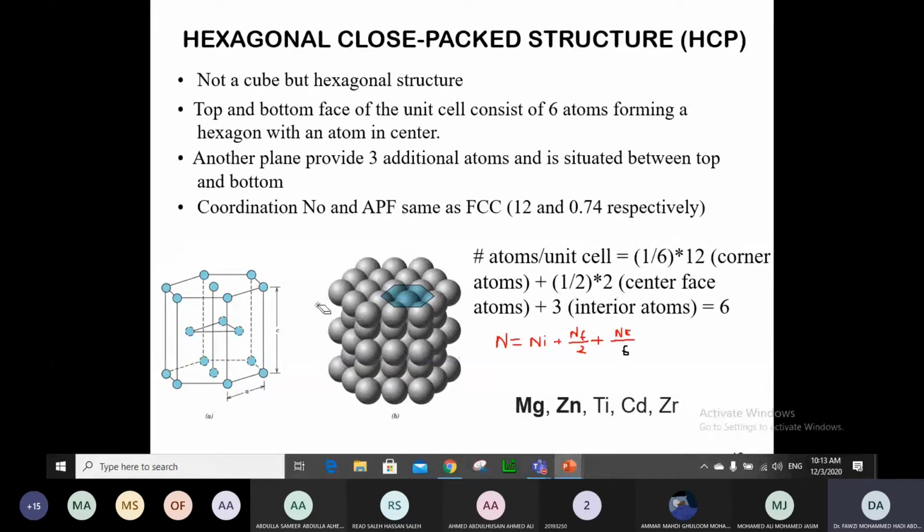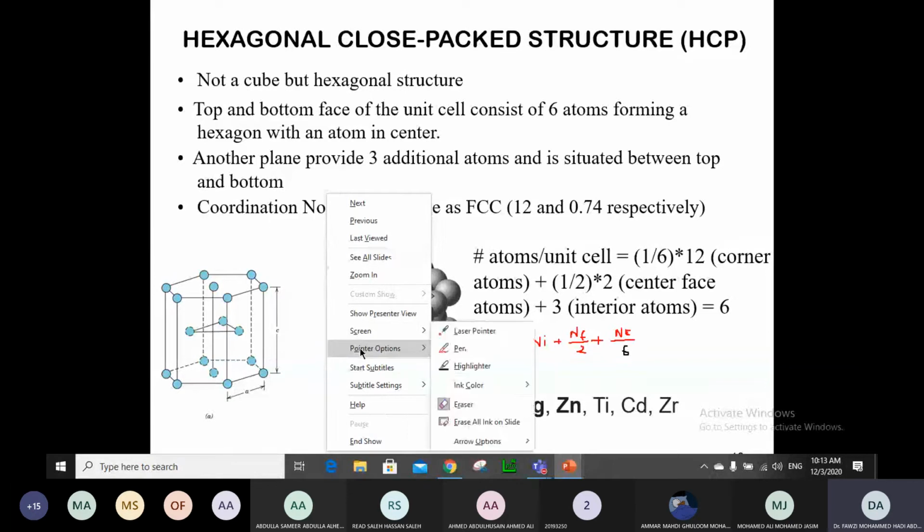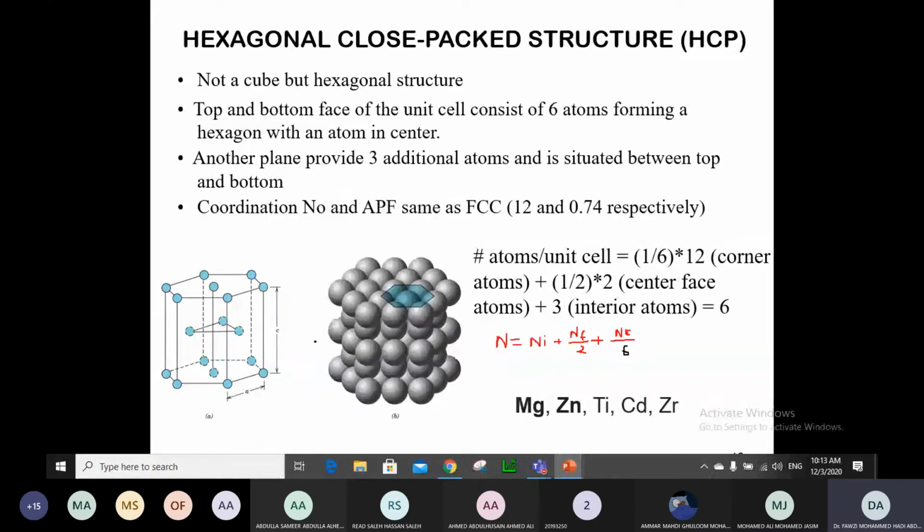Okay, fine. Now let us calculate the number of atoms per unit cell. Do we have internal atoms? Of course we do: 1, 2, and 3. So we have 3 internal atoms, plus how many face atoms do we have? There is one face atom here, and another face atom here. So we have 2, and each is shared by other unit cells, so 2 divided by 2.